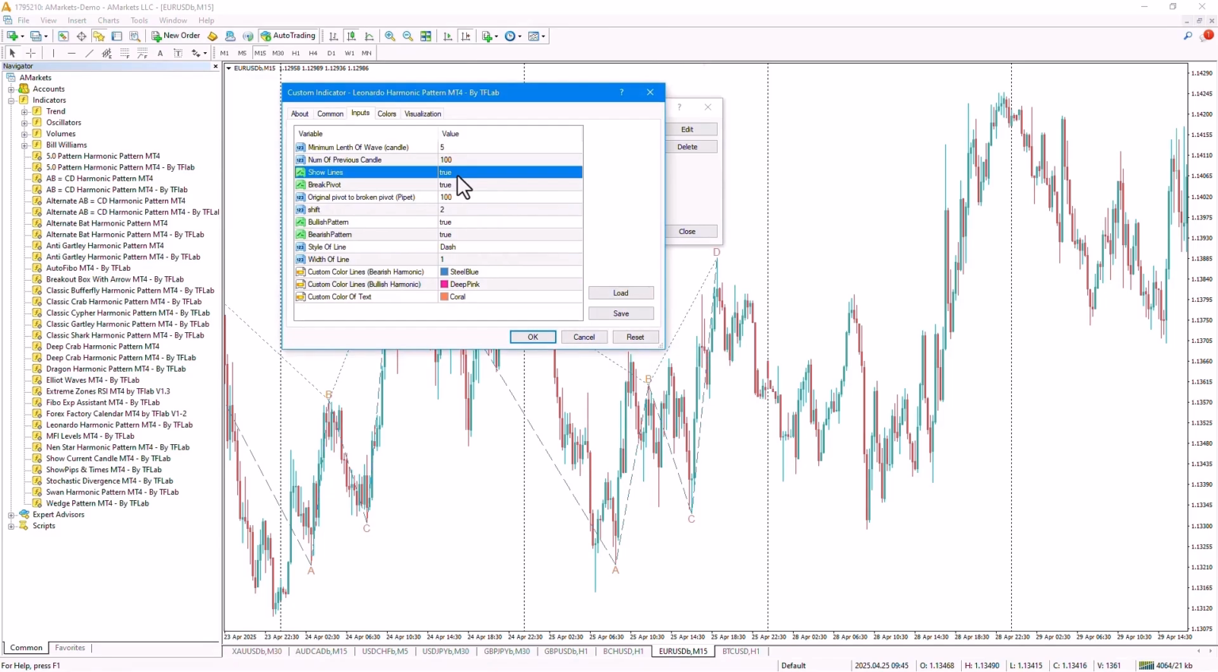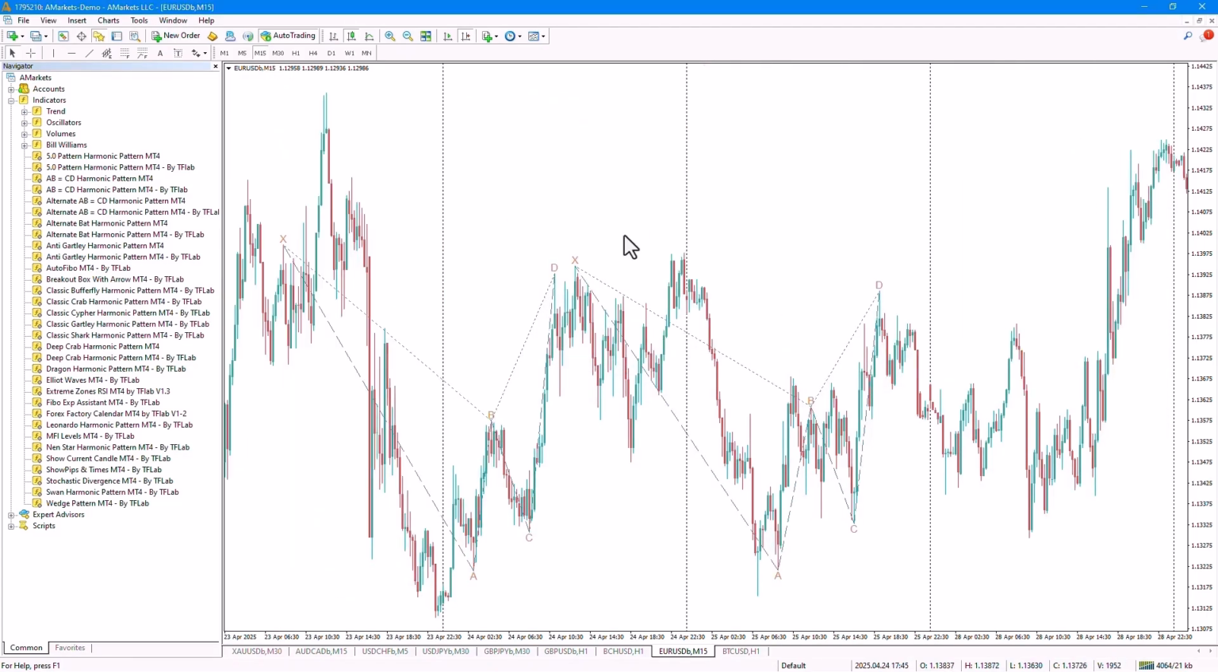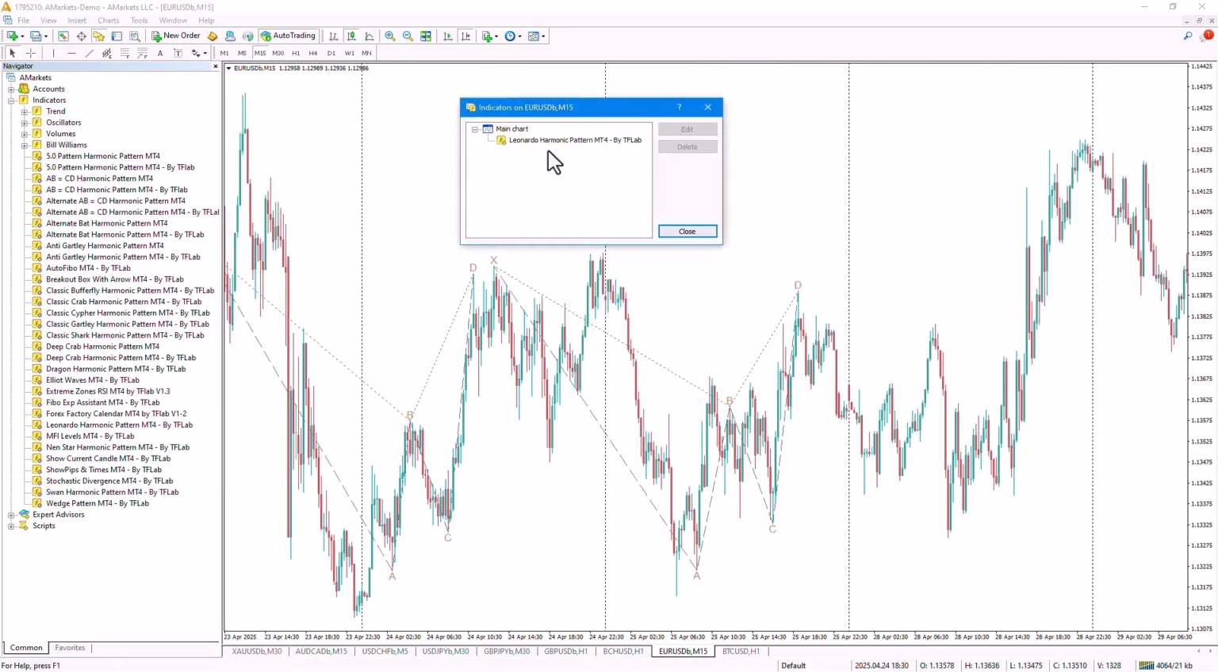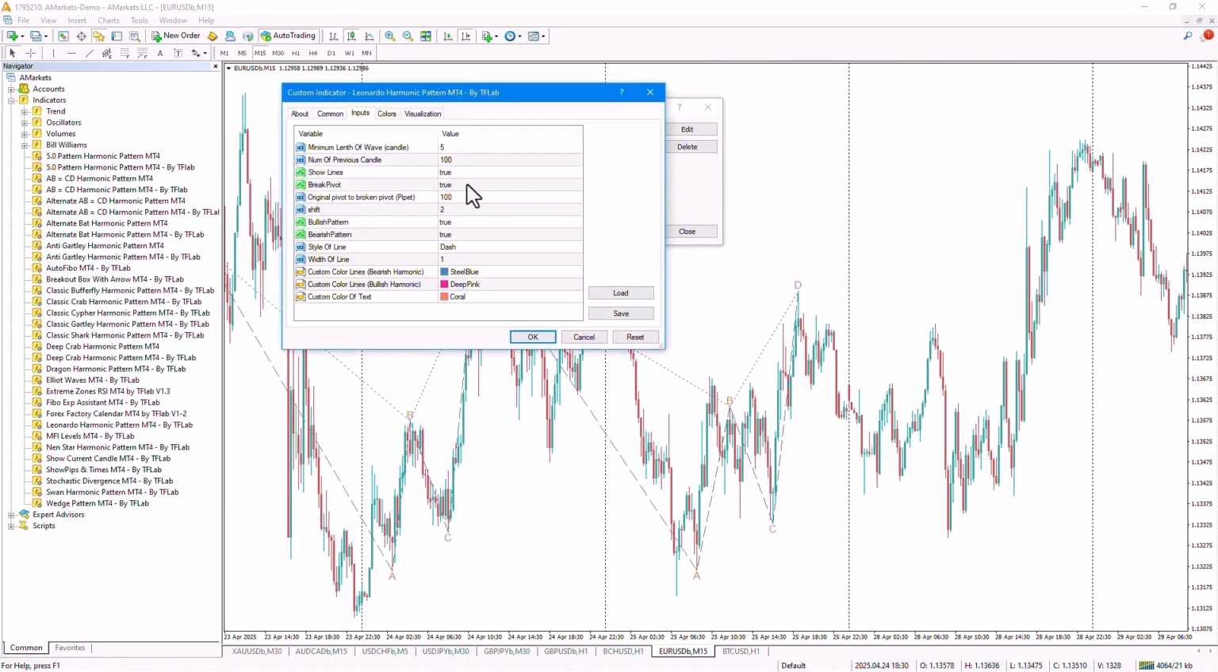In the next section, we can enable or disable the display of harmonic pattern lines. In the following section, we can enable or disable the break of the pivot. If this option is set to true for us, it automatically does not consider the breaks and displays the pattern. If we set this option to false, in the next section we can determine the value from the harmonic pivot to the break pivot, indicating how valid it can be for us.